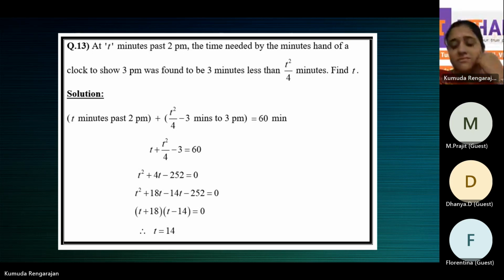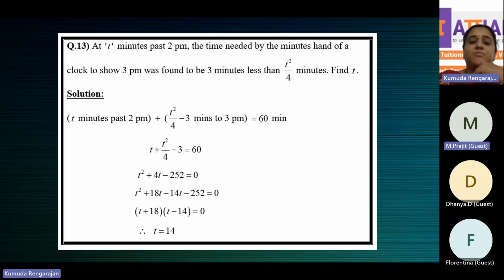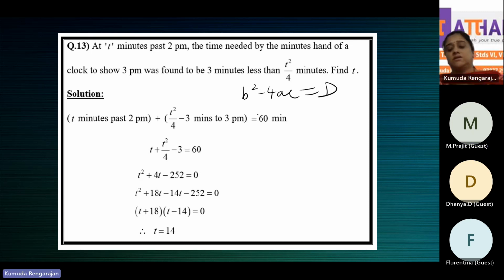Minus b plus or minus root of b square minus 4ac by 2a. And what will you call the expression B square minus 4AC? Discriminant. It's called the discriminant. Okay, so let us solve this using the quadratic formula.